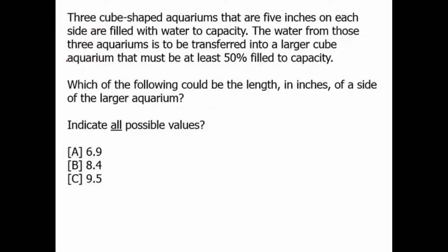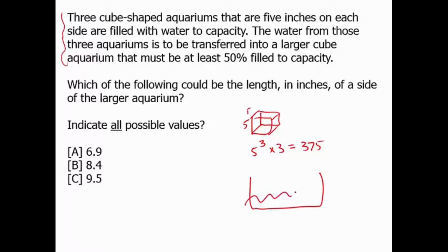Okay, so we have here three cubes, or rather three cube-shaped aquariums. They're each 5 inches on each of their sides. So there's our cube. We have 3 of these, and therefore the total volume would be s cubed, or 5 cubed, and since there's 3 of these, we would end up getting 375. Now the water from here is being poured into a larger aquarium, but this aquarium only has to be filled, oops, that's anything but a cube. This larger aquarium only has to be filled to 50%. So therefore this could be 375 at the 50% mark, meaning the total would be 750.